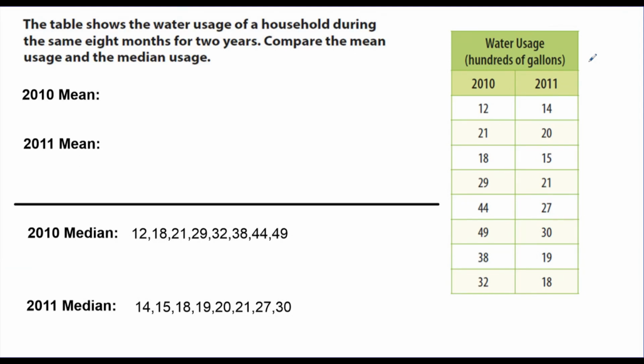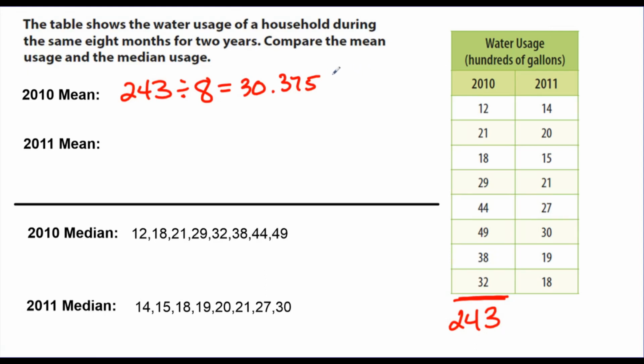So starting with 2010, if we want to find the mean, or the average amount of water used in hundreds of gallons, we're going to have to find the sum, which again I've already done, is 243. So to find the mean, I'm going to take the sum, 243, and divide it by how many numbers there are in the data set. And there are 8 numbers in the data set. And that gives you 30.375.